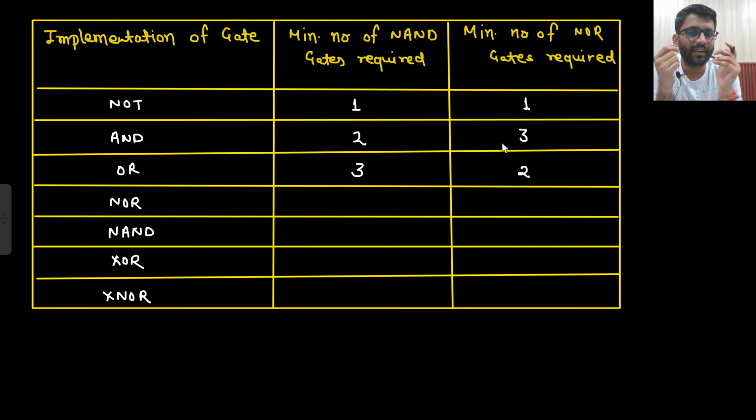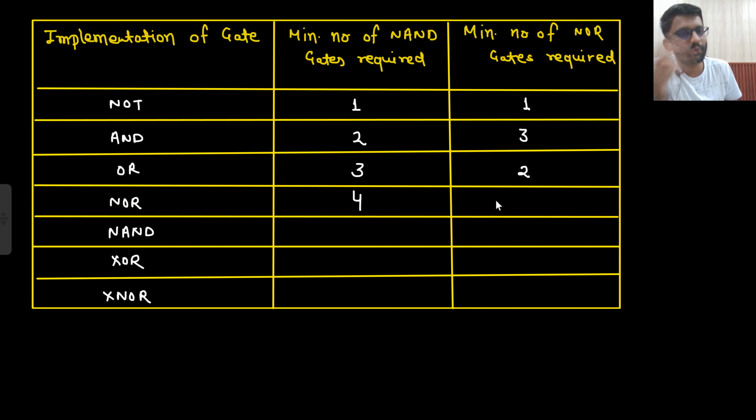Can you remember it this way? NAND is near to AND. So it will require 2. NOR is near to OR. It will require 2. Rest of them will require 3. NAND, from NAND to NOR, very far away. NAND to OR is requiring 3. So this will require 1 more, 4.